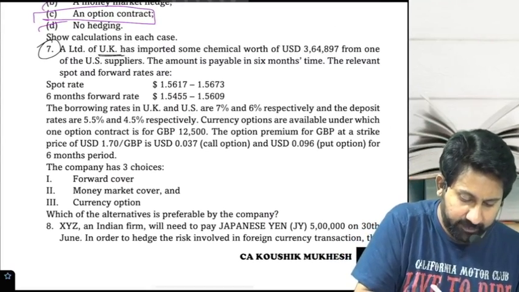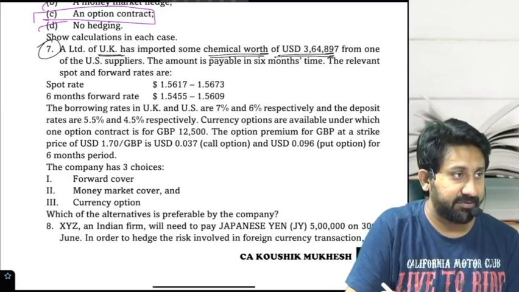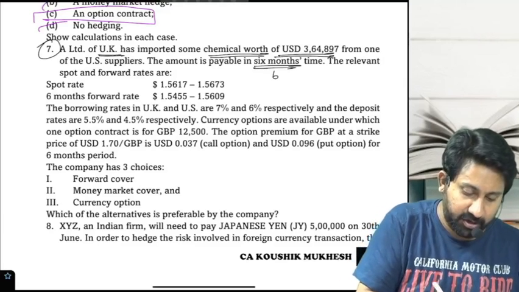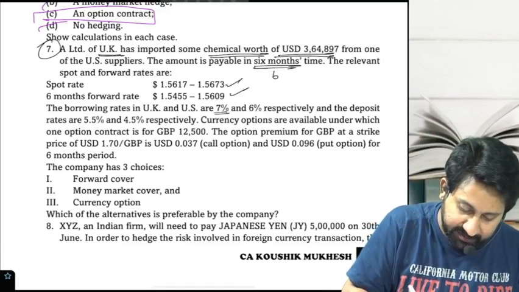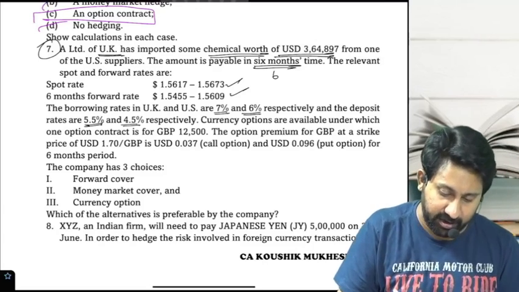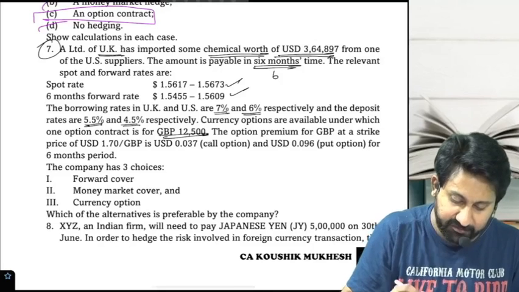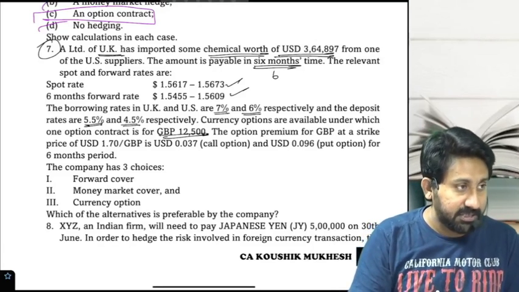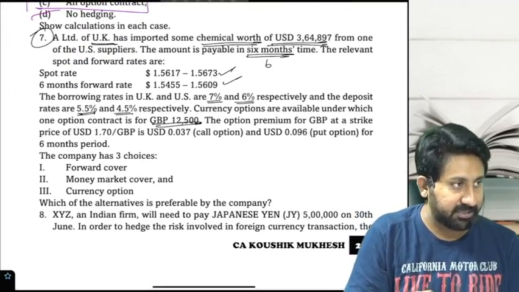A Limited of UK has imported some chemical worth US dollar 364,897 from one of the US suppliers. The amount is payable in 6 months time. The relevant spot and forward rates are given. The borrowing rates in UK and US are 7% and 6% respectively, and deposit rates are 5.5 and 4.5 respectively. Currency options are available under which one option contract is for GBP 12,500. Options premium for GBP at a strike price of US dollar 1.7 per GBP is 0.037 for call and 0.9096 for put option for 6 months period.